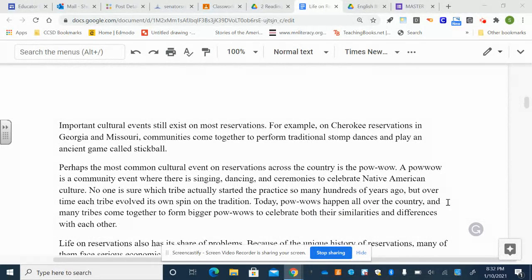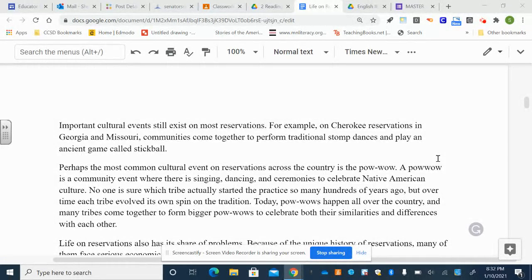Important cultural events still exist on most reservations. For example, on Cherokee reservations in Georgia and Missouri, communities come together to perform traditional stomp dances and play an ancient game called stickball. Perhaps the most common cultural event on reservations across the country is the powwow.